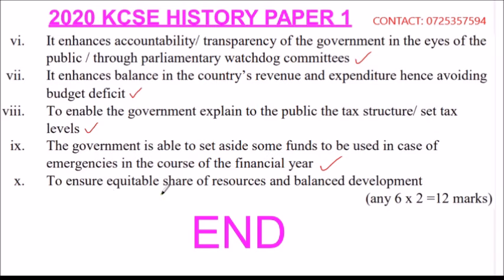Finally, number 10, to ensure equitable share of resources and balanced development. So the budget helps to do that. So there you can mention 6, you can explain 6. Each you take 2 marks, and that will get you to 12. So that's the end of that paper. I hope you have at least understood what was expected in this paper.